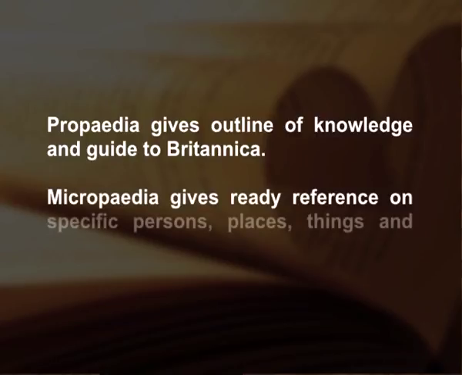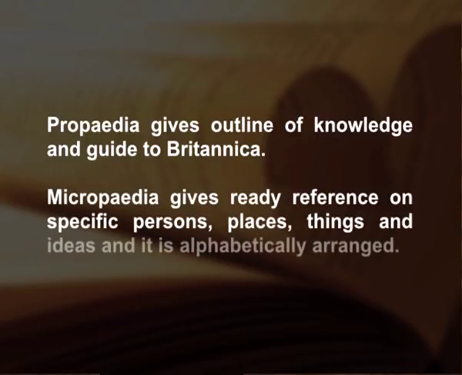Micropaedia gives ready reference on specific persons, places, things and ideas, and it is alphabetically arranged. It provides cross-references which link to the related topics. Macropaedia leads to in-depth knowledge of references. Micropaedia Index directs to Micropaedia divisions and the lengthy articles of Macropaedia. It is kept up to date with continuous revision.